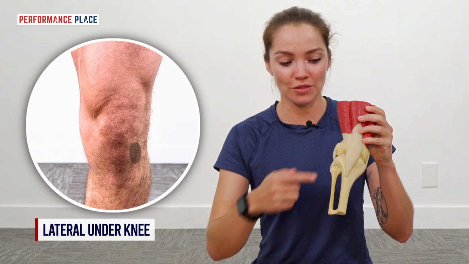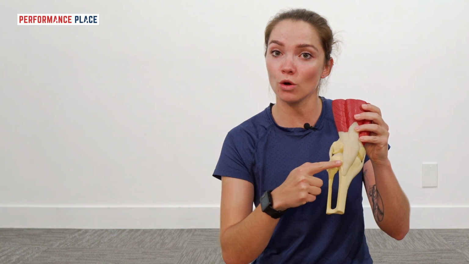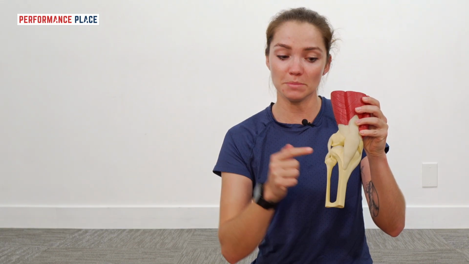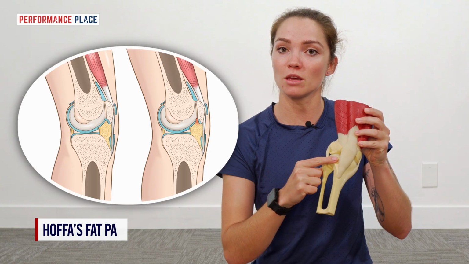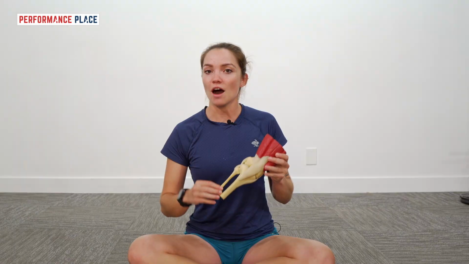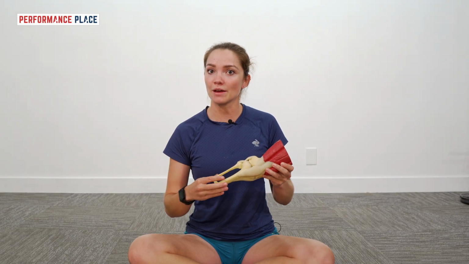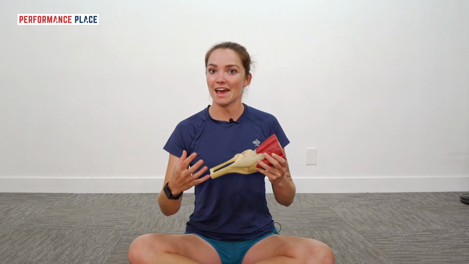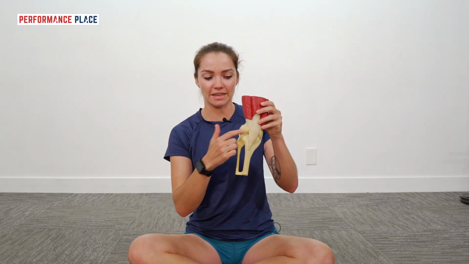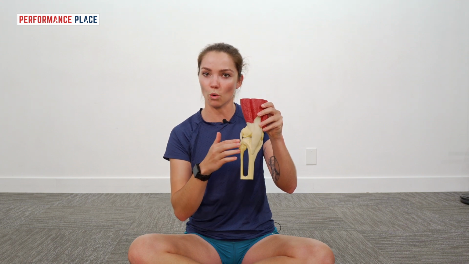When we have pain on the lateral aspect below the kneecap, so this is somewhere in between your fibula and your kneecap on the outside here, we may be talking about Hoffa's fat pad syndrome. Hoffa's fat pad syndrome is often tied with patellofemoral pain syndrome, and it can feel like a dull, achy pain, again, on the outside part of your kneecap when you're starting to go towards your fibula here.